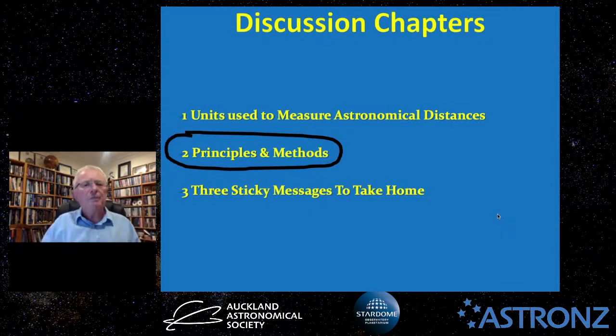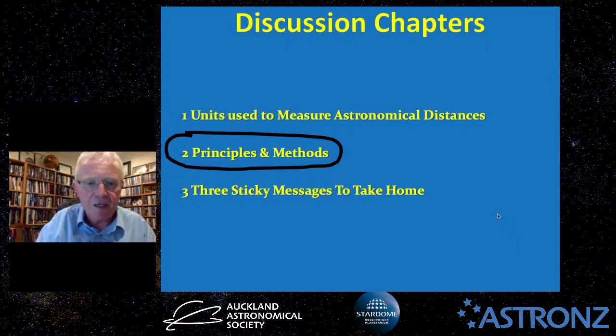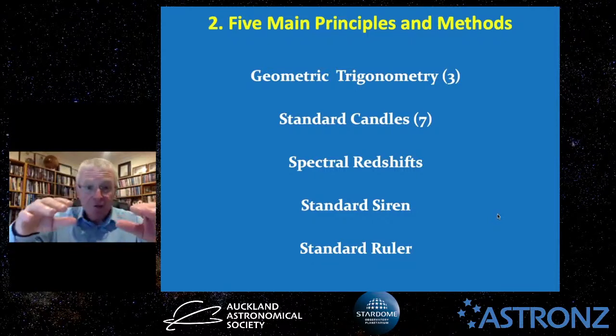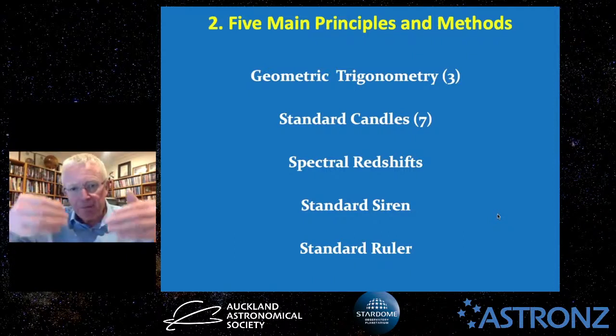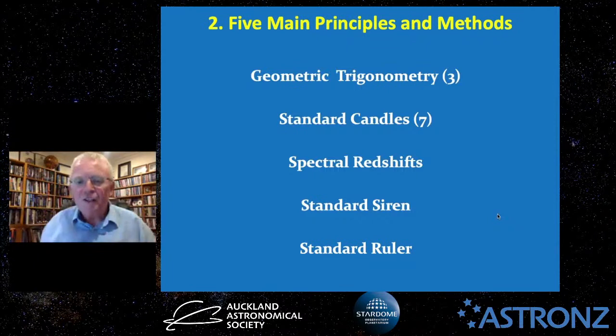Okay, so let's move on to the second chapter, the principles and methods that astronomers use to measure these big distances across space. There are 5 main principles and methods which we're going to have a look at. First, trigonometry, remember that from 5th form at school, Year 11 these days. I'm going to give 3 examples of using trigonometry. Standard candles, I'm going to give 7 examples of that. Spectral redshifts. Those 3 are probably the main big ones. But there are also 2 relatively new things on the block, a standard siren and a standard ruler, and we're going to talk about them as well.